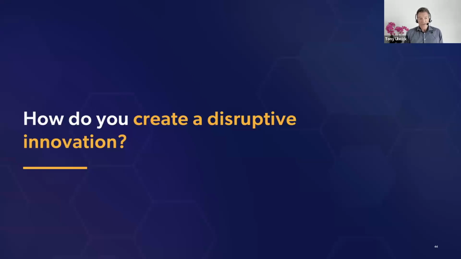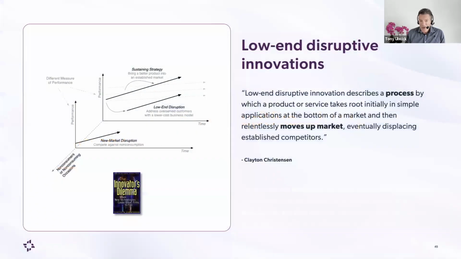In the last section here, I want to include how does this work to create a disruptive innovation? Because I know this is a goal of many organizations as well. Christensen made this quite popular in his books. But what we discovered is this model explains pretty nicely how the low end disruption actually works. And many of you may be familiar with this, but the goal was with this low end disruption, it describes this process by which a product or service takes root initially, in the way Clay describes it, in simple applications at the bottom of the market, and then relentlessly moves up market, eventually displacing established competitors.